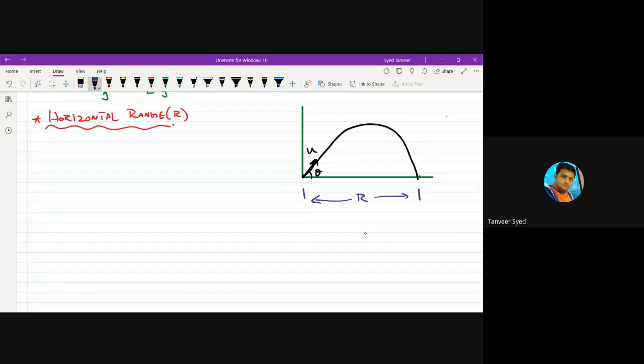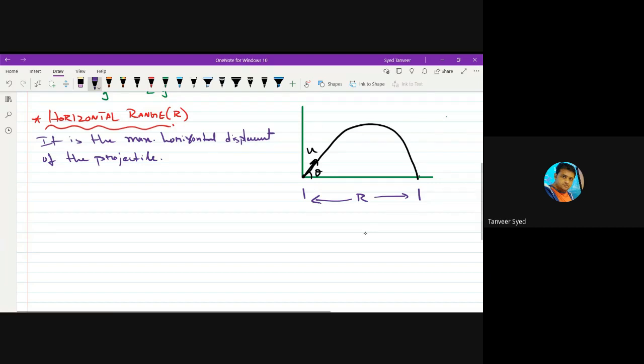the maximum horizontal displacement of the projectile is range. Okay. Now, how much will be this range? How to find its value?